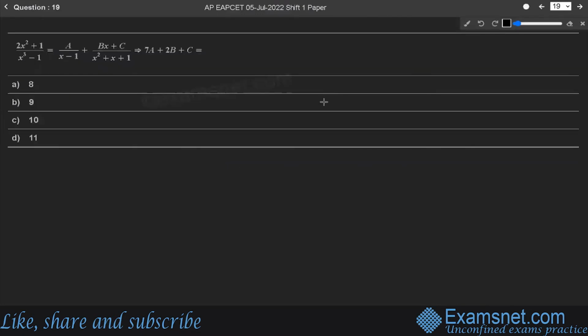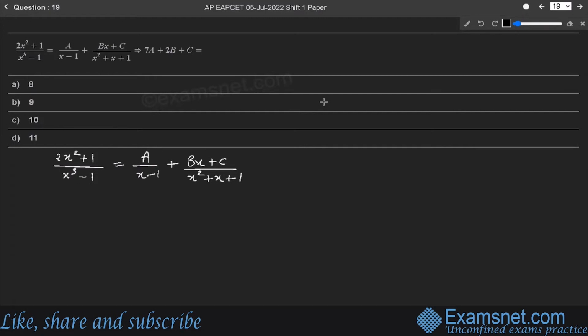Next question is (2x^2+1) divided by (x^3-1) is equal to a upon (x-1) plus (bx+c) upon (x^2+x+1). Then 7a+2b+c is equal to.